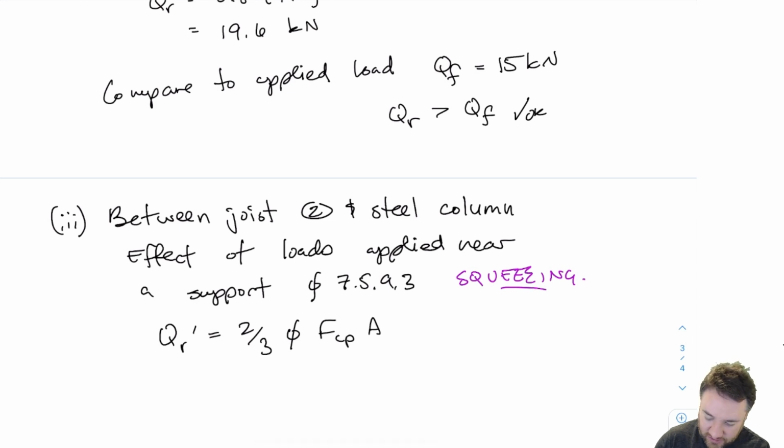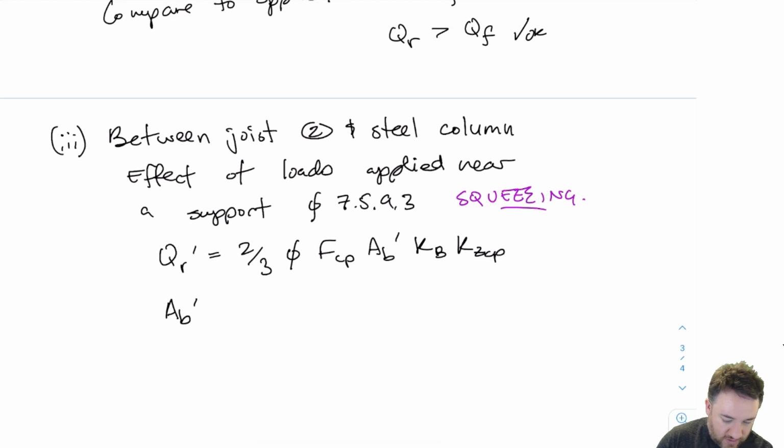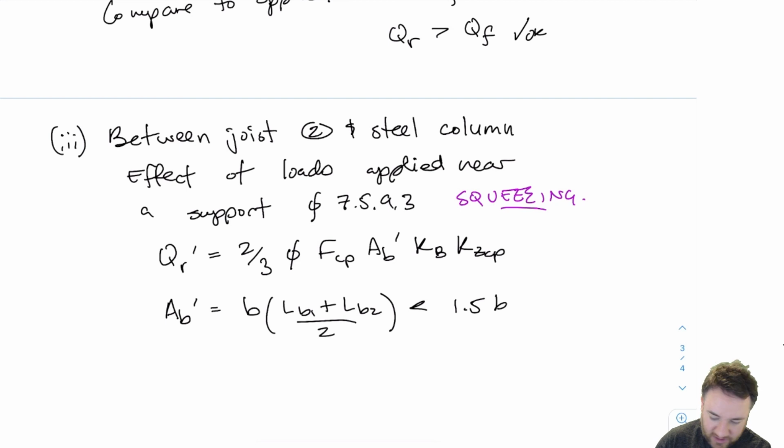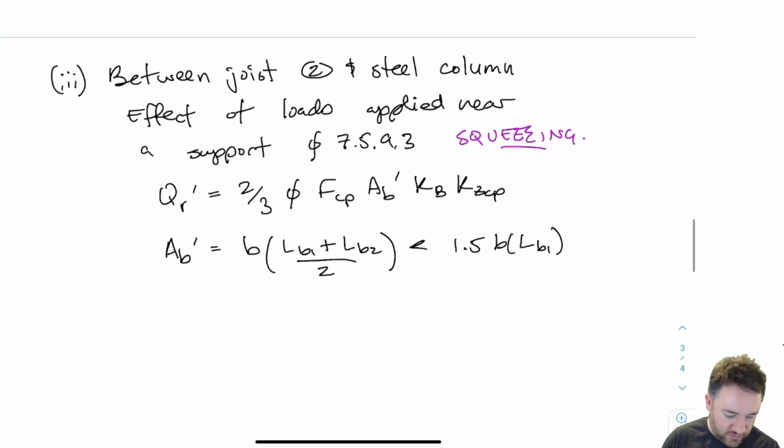The rest of the equation is largely the same, except I now have an AB prime instead of AB, and that takes into account the fact that I now have two bearing surfaces instead of just the one. So let's calculate our AB prime, which uses this equation. It's basically an average of the two, as we've seen. So B is an average bearing width, and LB1 plus LB2 over 2 is an average bearing length. And we have a limit so that we cannot take unfair advantage of a small width by just balancing it by an extra large width on the other side.